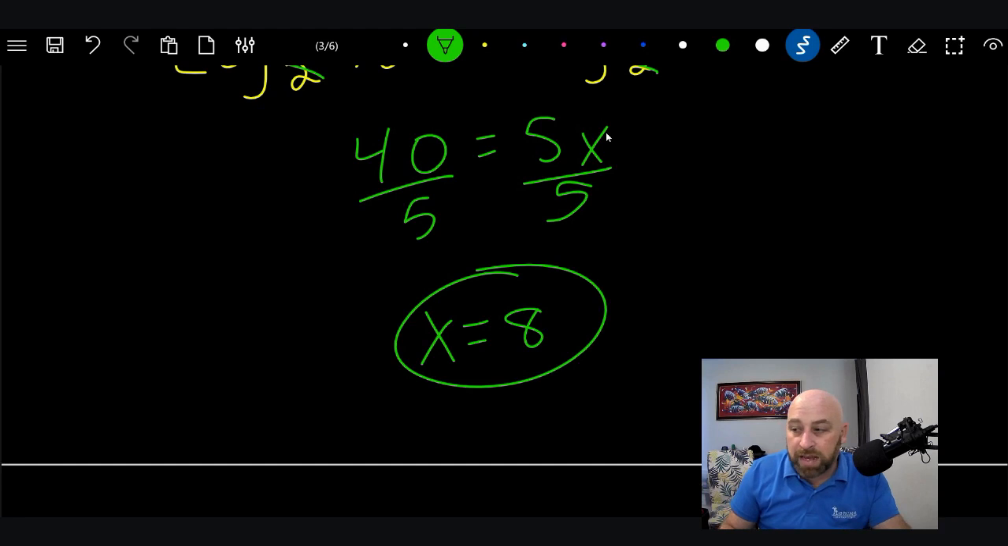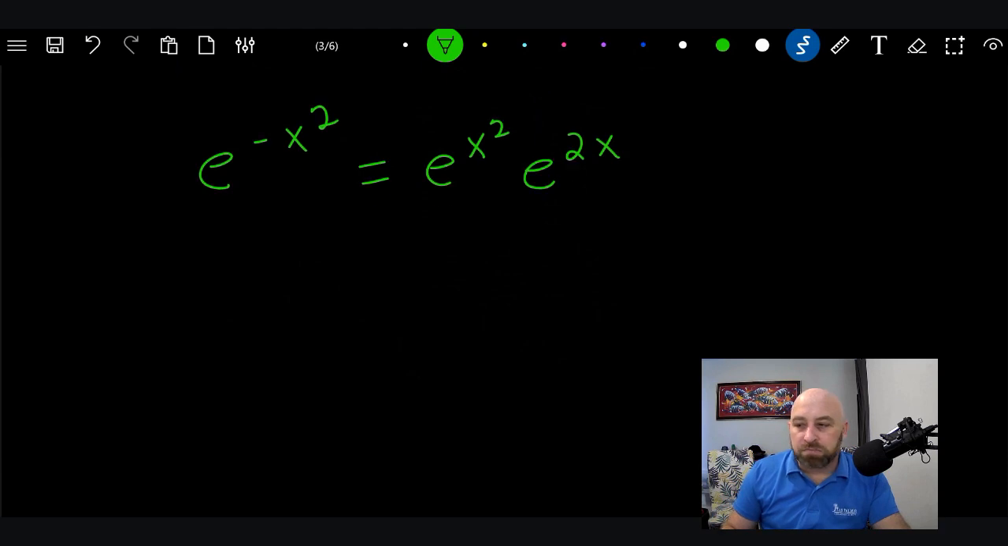X equals 8. Okay, that wasn't too bad. Once you kind of get these properties down, they solve out pretty easily. Not too bad. The problem is kind of forgetting what to do in what order. All right, so let's do this one. e to the negative x squared equals e squared times e to x. Whoa. It's not as hard as you think, okay? It's really not. Now let's kind of think about what are we dealing with here.